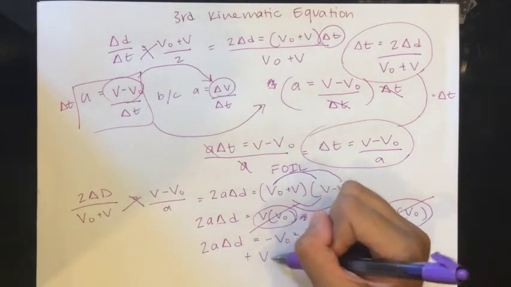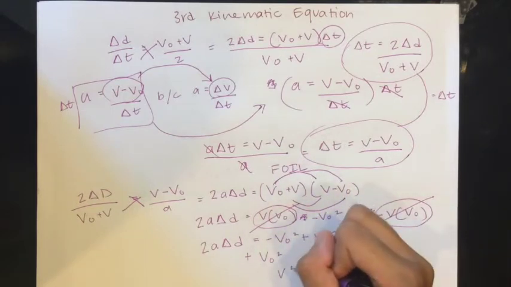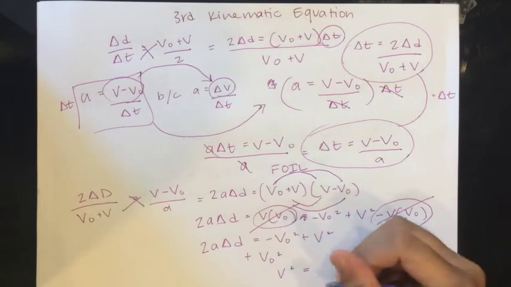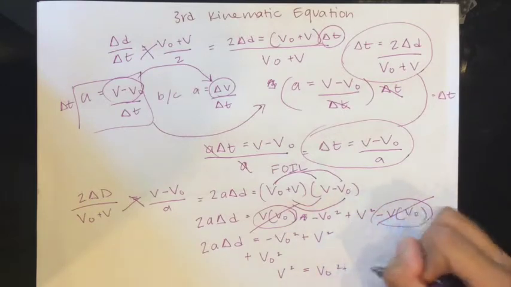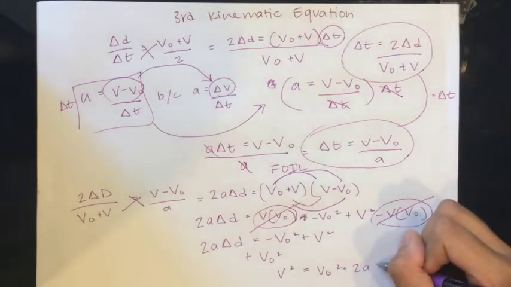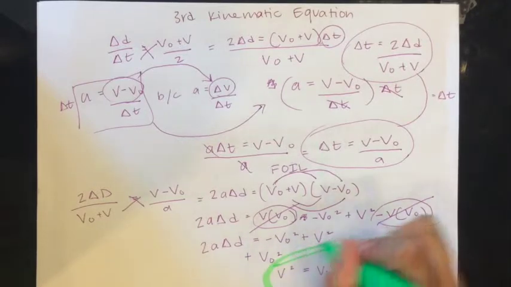If you add v naught squared on both sides, you would get v squared equals v naught squared plus 2a delta d. And this right here is your third and final kinematic equation.